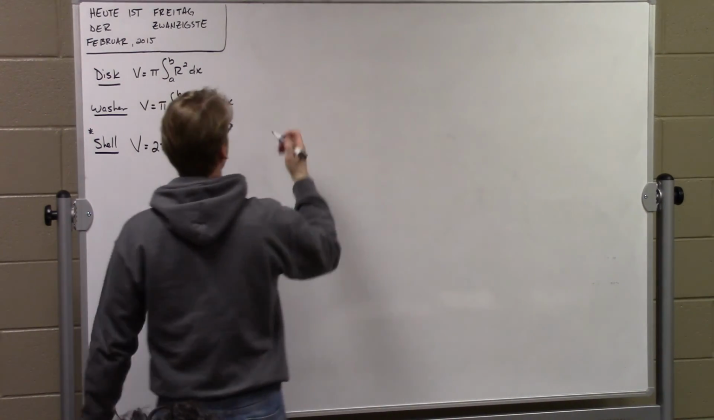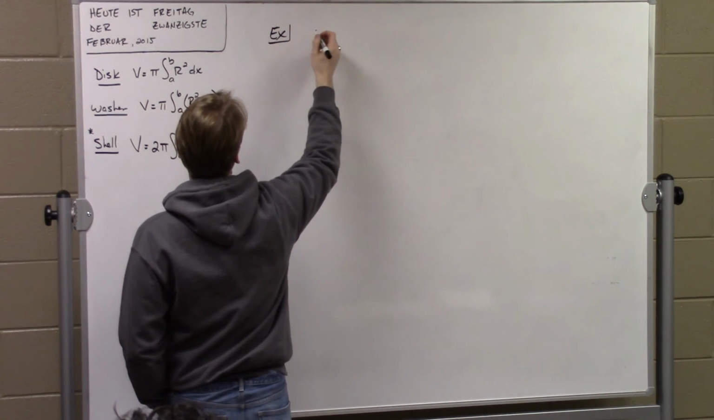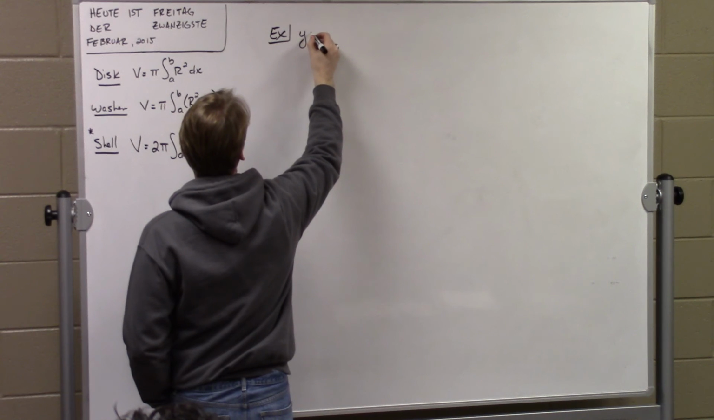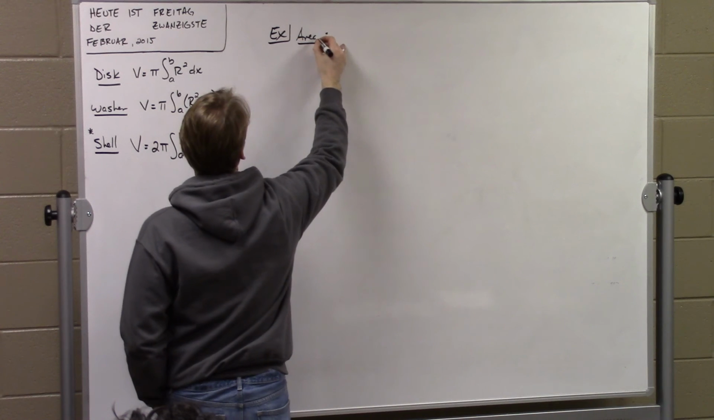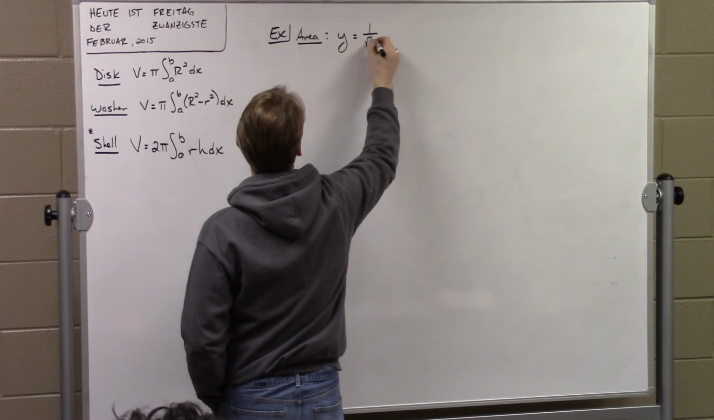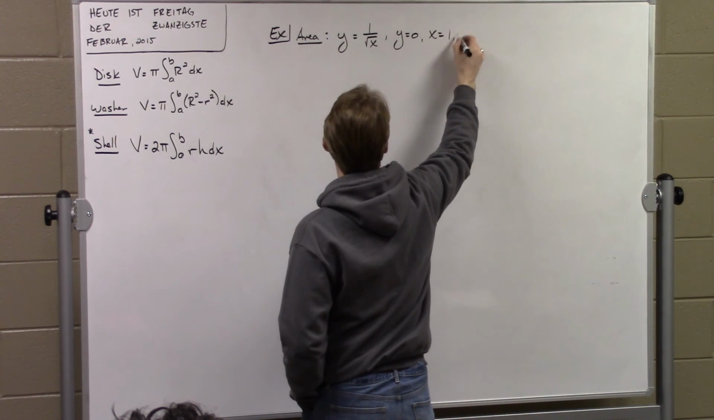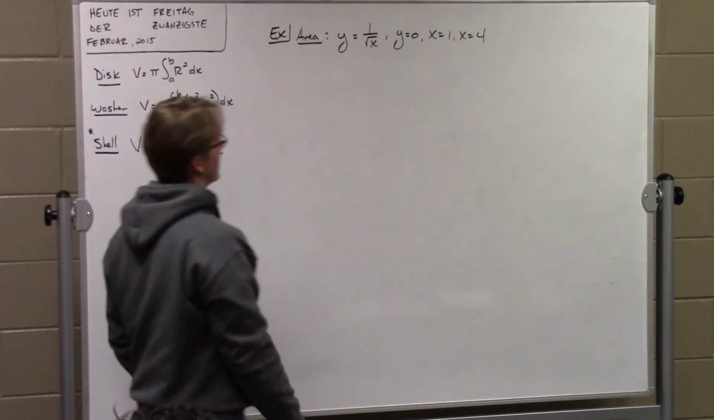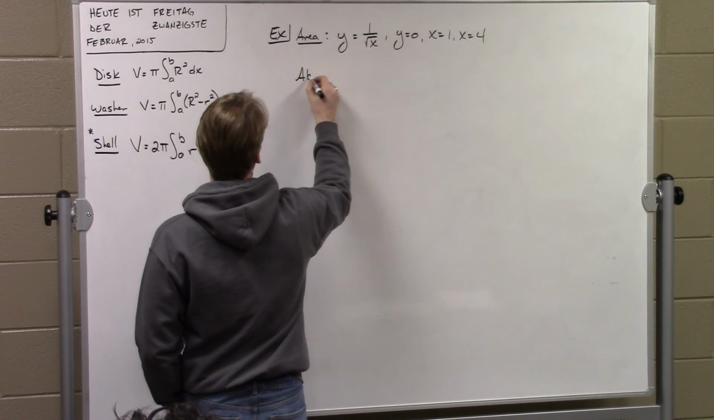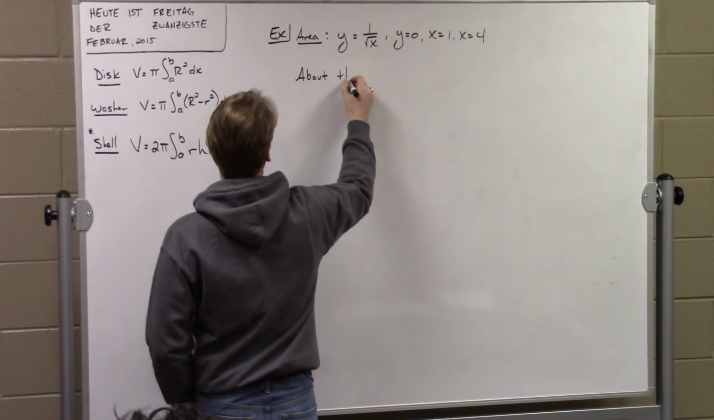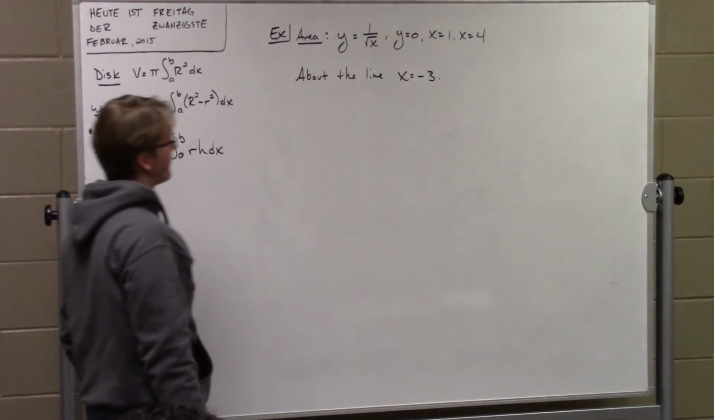Alright, last example of the day. Okay, here's your zone. Let me write area. Here's your area. Y equals 1 over the square root of x, y equals 0, x equals 1, x equals 4. So there's the zone. And I'm going to rotate this around or about the line x equals -3.